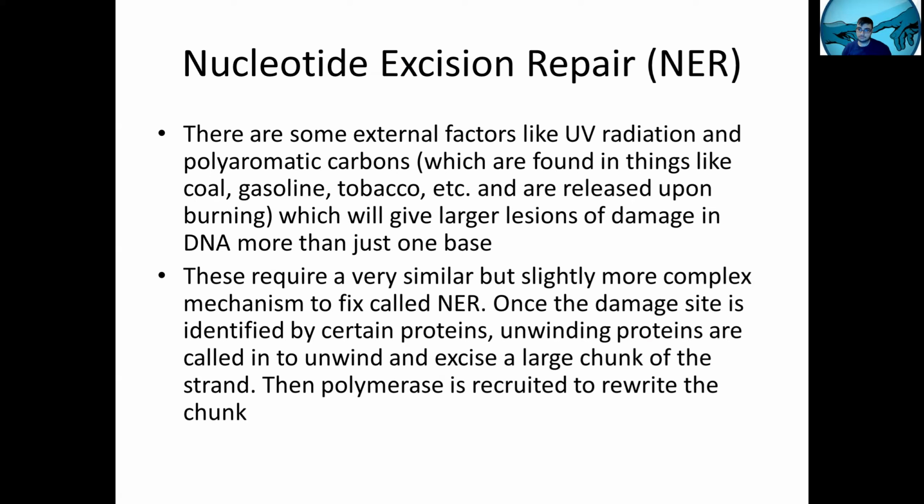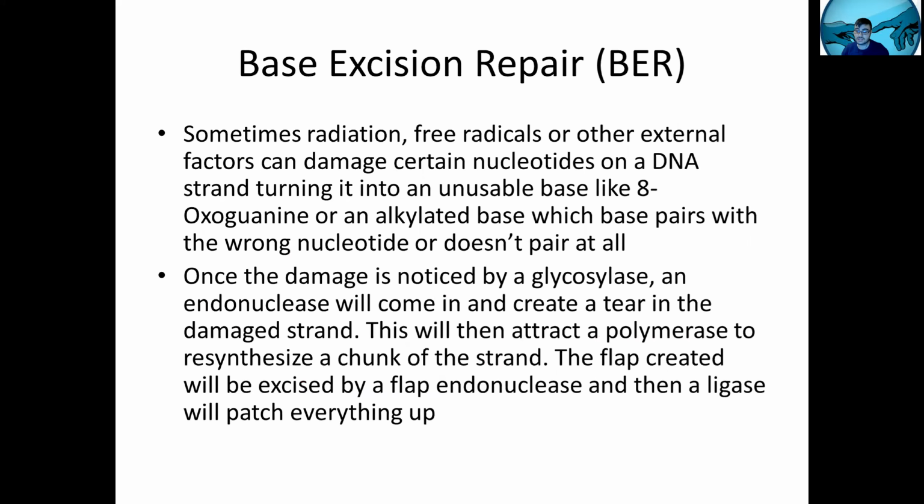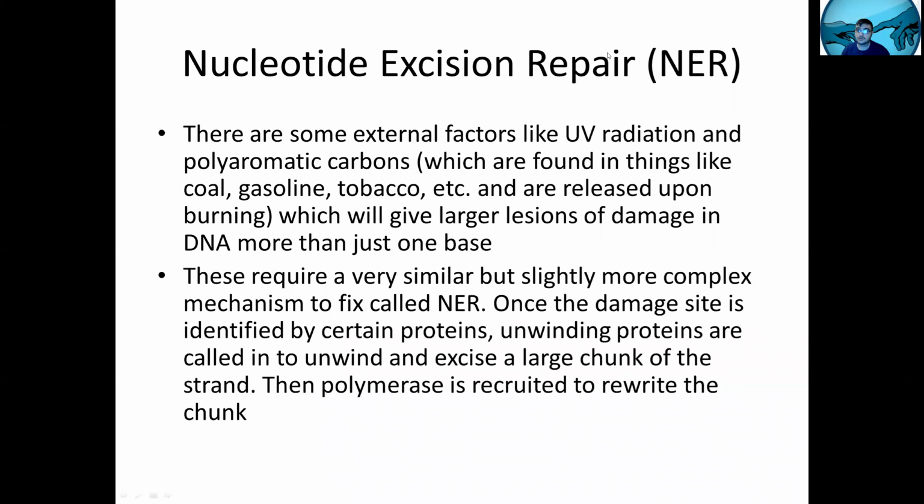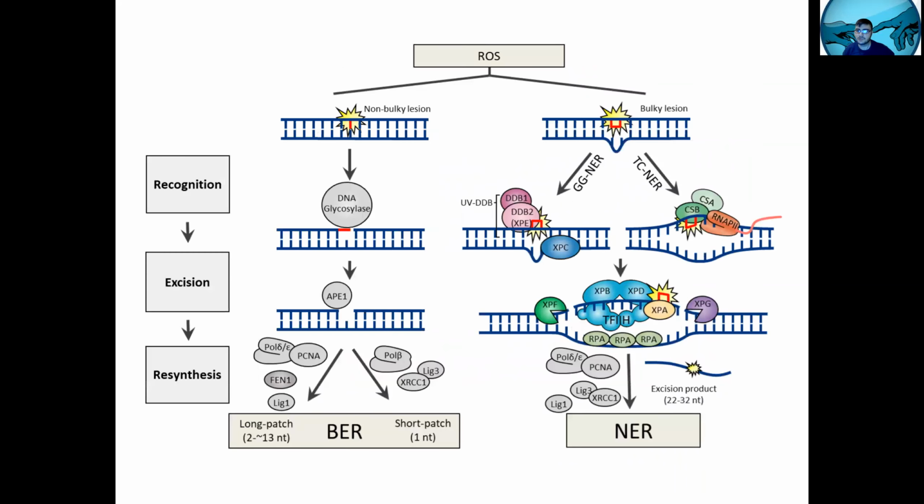And this is important to note, and we'll cover it for the next type of repair. Base excision and nucleotide excision repair are used when there's damage to one of the two strands. So right here, there's only damage to this one strand. Okay, that's really important. It requires a very similar but slightly more complex mechanism to fix, called nucleotide excision repair. Once the damage site is identified by certain proteins, unwinding proteins are called in to unwind the double-stranded DNA and excise a large chunk of it, and then polymerase is recruited to rewrite the chunk. Again, very similar. Again, I'll show you a picture.